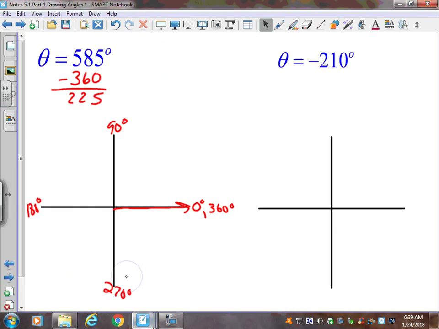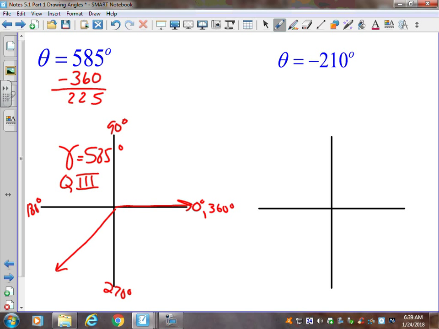So we'll come back and we'll draw a line down. Whoop. Let me put that back where it goes. Draw a line down through the middle of quadrant 3. So this is a gamma angle. 585 is a gamma angle. It's in quadrant 3.